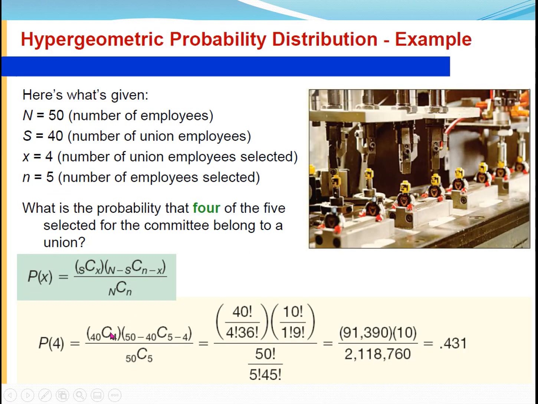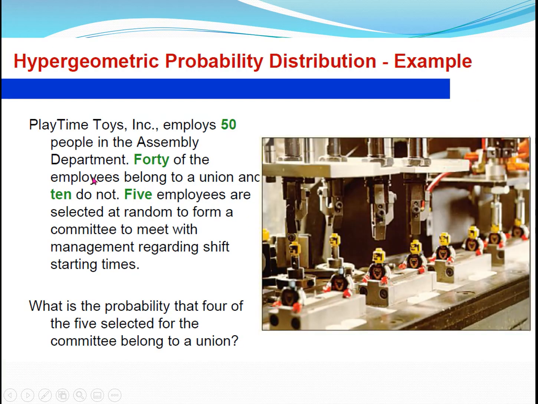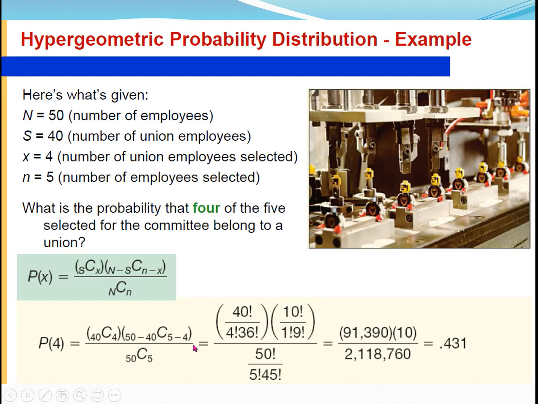So 40C4 multiplied by 10C, or you can say 50 minus 40, which is 10. So 10C(5 minus 4). Why is it 5 minus 4? The total sample size is 5. 4 of them belong to the union, so it is understood that the remaining ones will not be from the union. So this will be 10C1. Why 10C1? You can see that in the population there are 10 employees that do not belong to the union and we are sampling one of them.